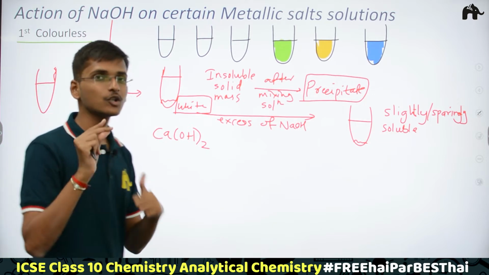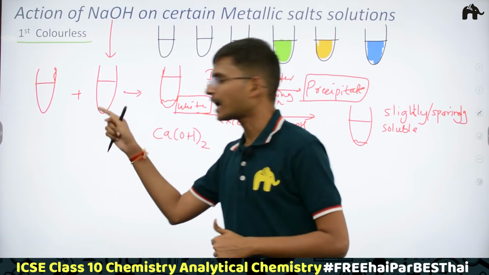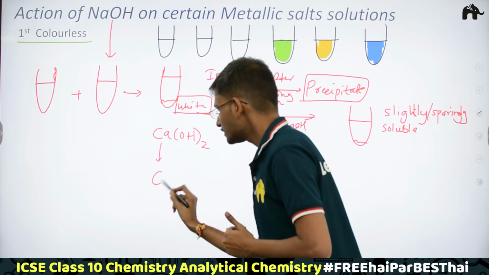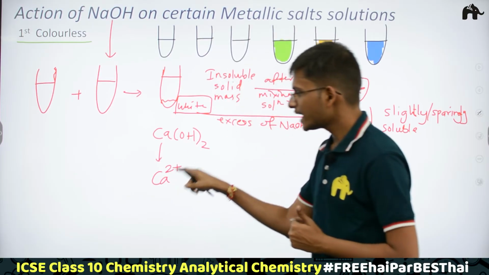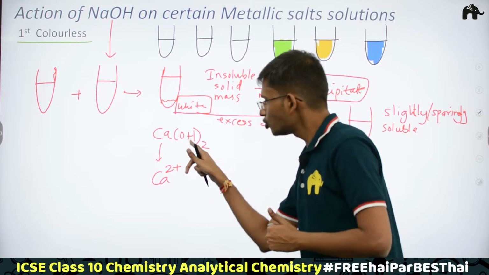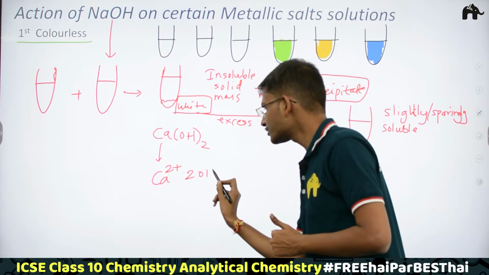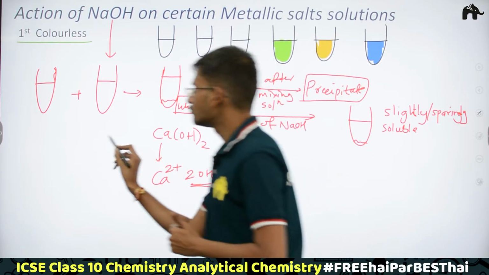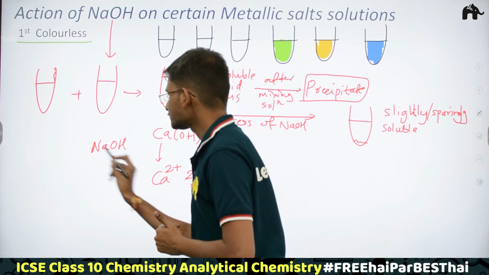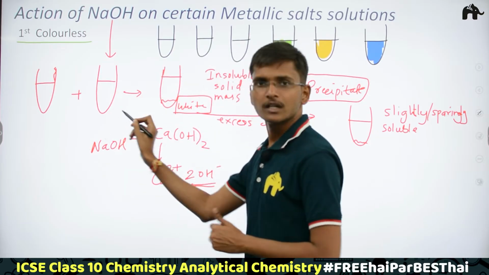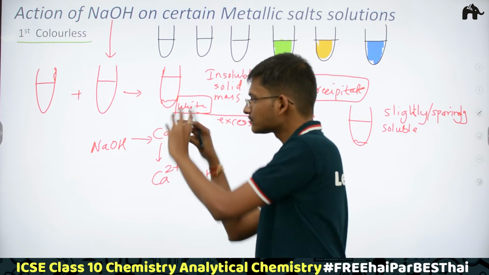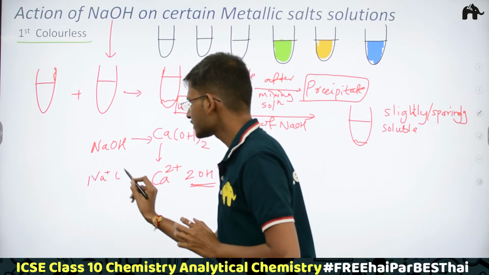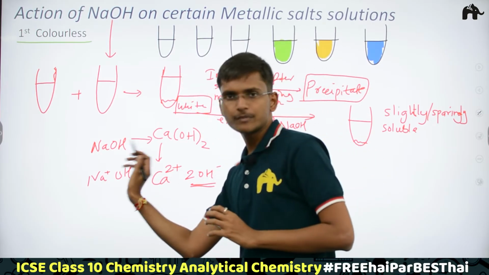Now from this we are going to figure out which metal ion is present in our metallic salt solution. How? See here. In this calcium hydroxide, we know that the calcium 2 plus ion is there, right, and 2 OH minus ions are there, and they combine to form calcium hydroxide, correct? So we know that these 2 OH minus ions come from the NaOH solution. NaOH is a strong alkali, it gets dissociated into Na plus and OH minus ions. So these 2 OH minus ions would be coming from this NaOH solution.